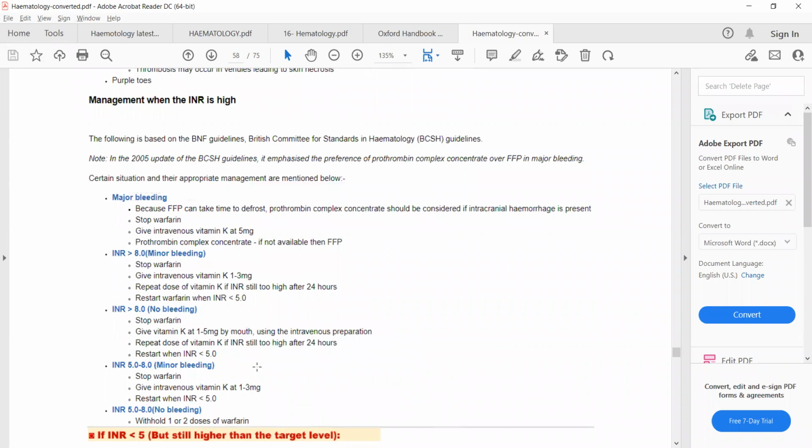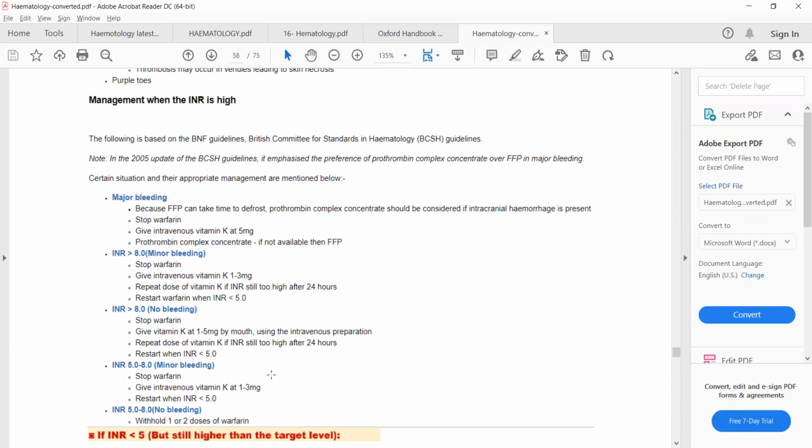And now a scenario in which INR is between 5 to 8. So INR is between 5 to 8 and there's minor bleeding, we'll give intravenous vitamin K. So whenever there is bleeding, either major bleeding or minor bleeding, we'll use intravenous vitamin K. If minor bleeding, the dose will be 1 to 3 milligram, and if major bleeding, the dose will be 5 milligram. And if there is no bleeding and INR is more than 8, then we can use oral vitamin K.